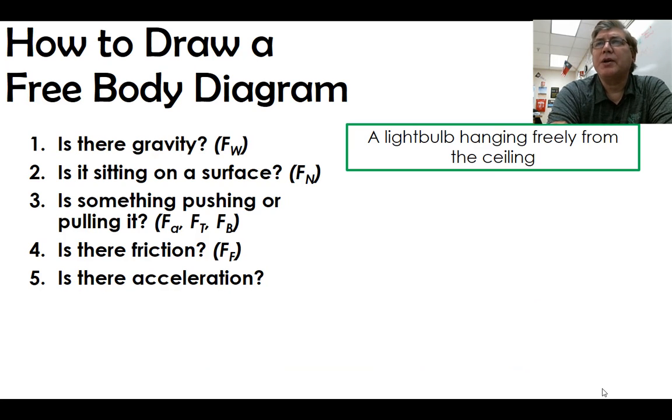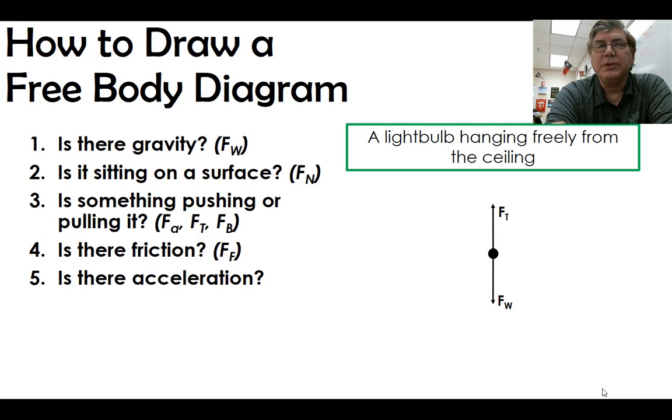In this example, a light bulb is hanging freely from the ceiling. So what do we know about this? Is there gravity? Usually there is, so we have a force of weight. Is the light bulb sitting on a surface? No, it's not. It's hanging, so there is no normal force. Is something pushing or pulling it? Well, yes. If it's hanging by a cord, then there's going to be a tension force above it.